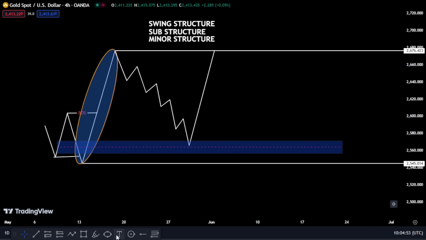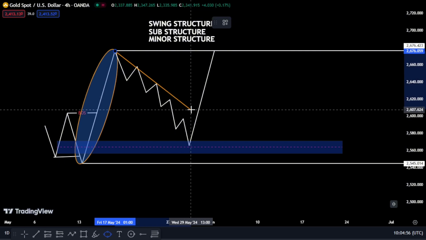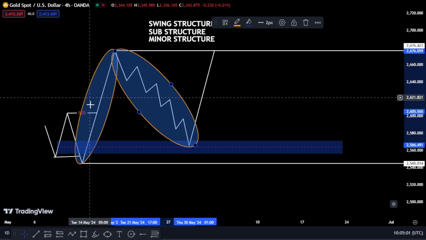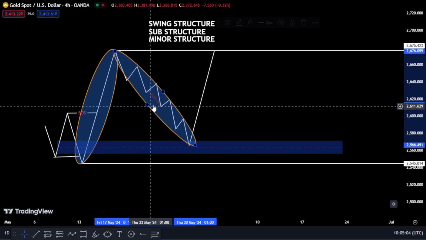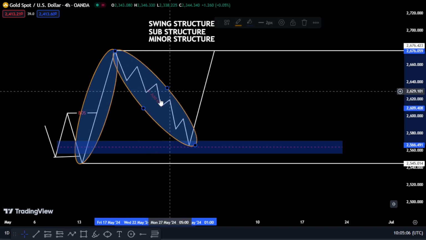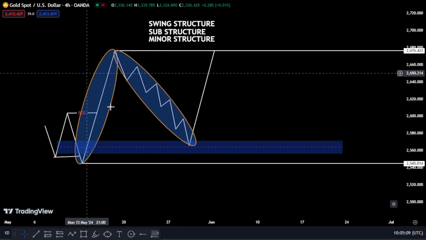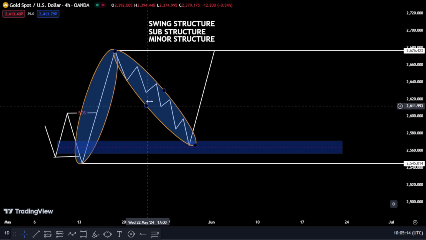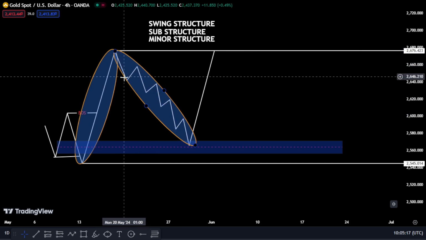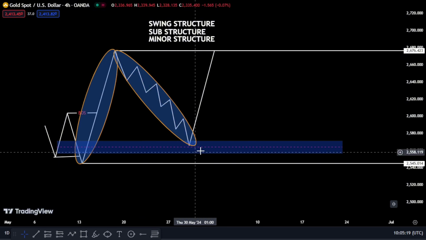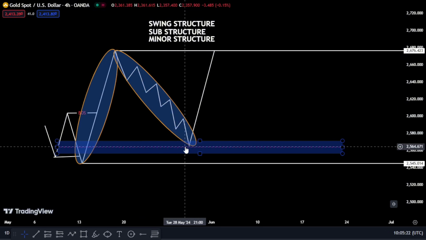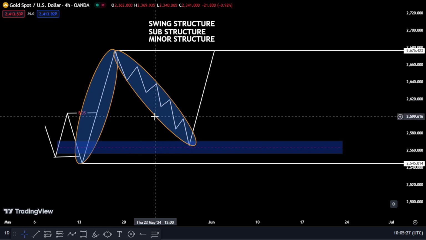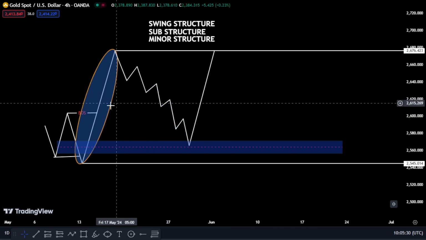So the whole of this move is called what? Our substructure. These are substructure. This is the swing structure, and this is the substructure. So you know how to actually determine the move of the market. Okay, and now there's a funny thing that comes into play. Majority of you guys, what you're actually doing is you're chasing the market instead of waiting for the market to come to the area where you should be buying from. You want to be selling, or you want to be buying, and then you find out that you keep accumulating losses.